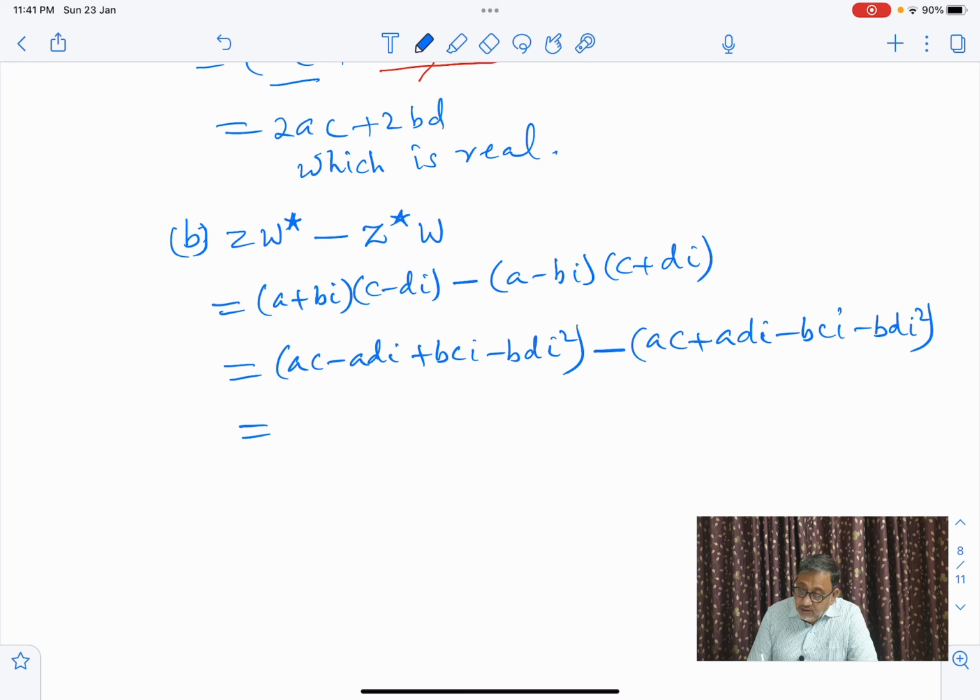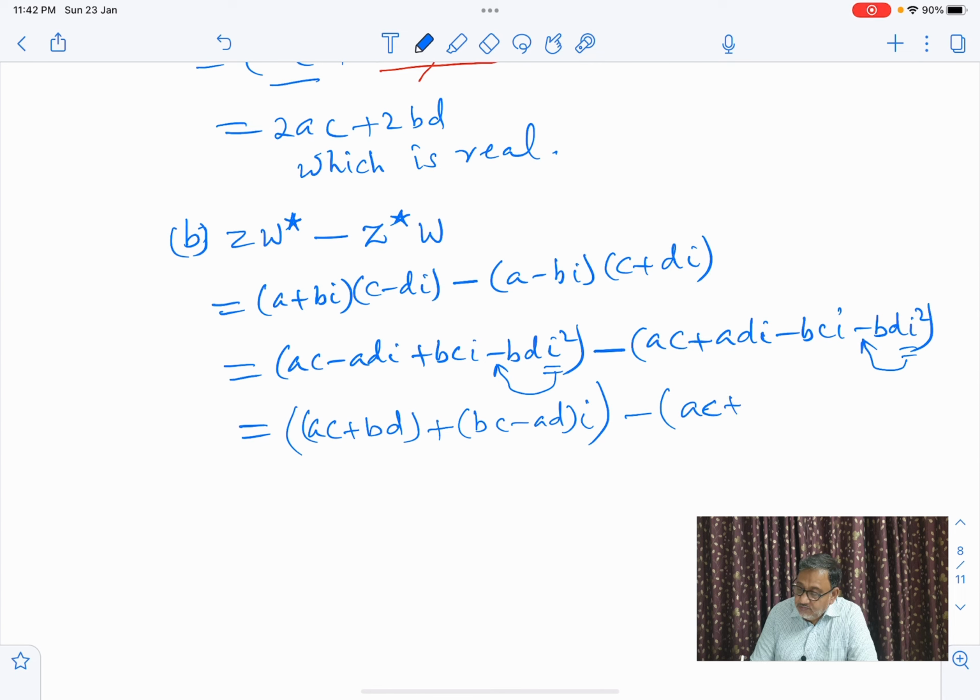Now AC and this minus i square will be minus 1, which will be minus and minus plus BD. So the first bracket will have AC plus BD, okay, together, and these two are together, plus BC minus AD i. Minus, here also minus i square will be minus and minus plus, so AC plus BD and plus AD minus BC bracket i.